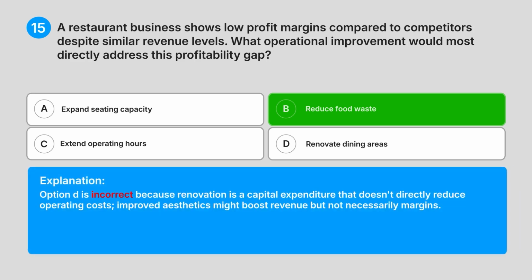Option D is incorrect because renovation is a capital expenditure that doesn't directly reduce operating costs. Improved aesthetics might boost revenue, but not necessarily margins. This is a practical profitability improvement scenario.